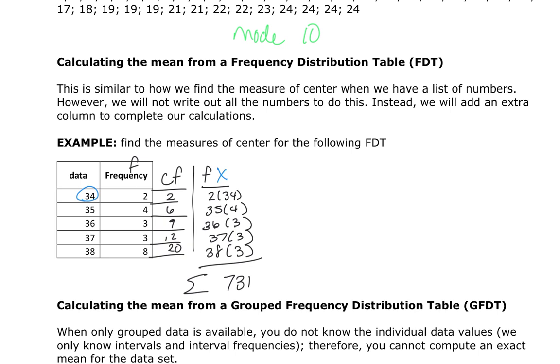The mean is going to be that 731 divided by the 20 pieces, which is 36.5.